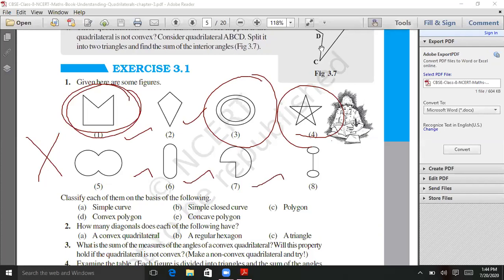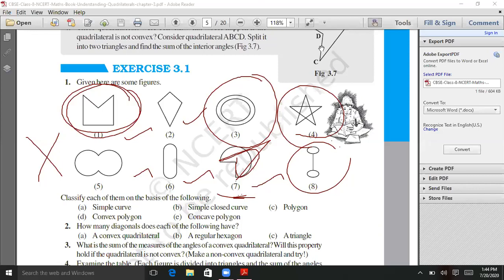Seventh, yes, simple. If it is like this, then we can say that it's not simple. But if like this, if they are crossing each other, then we'll say that it's not simple. But now it's simple, 7. 8 is not simple. Okay? First one is clear. Then you are to tell simple closed.